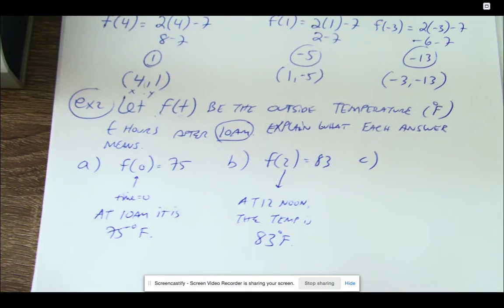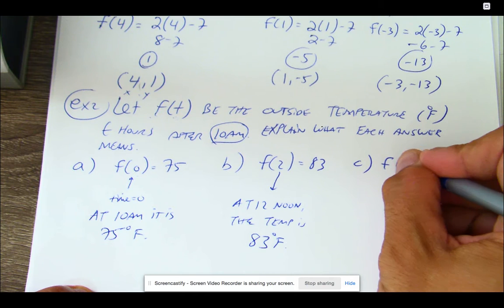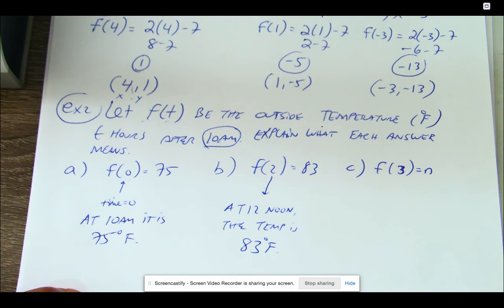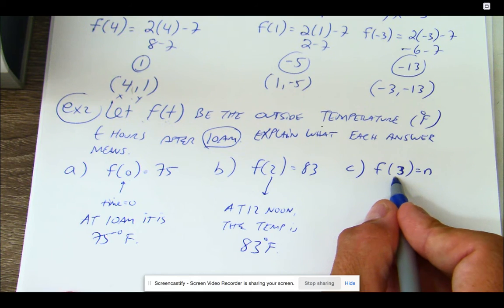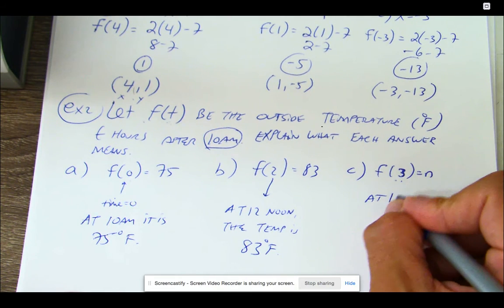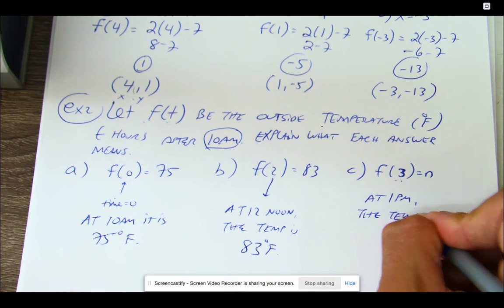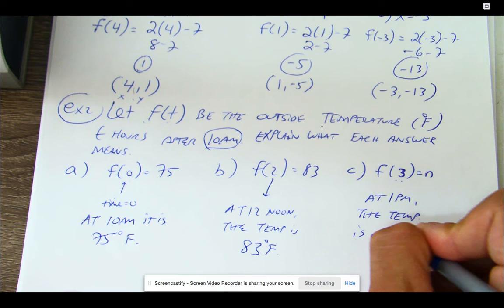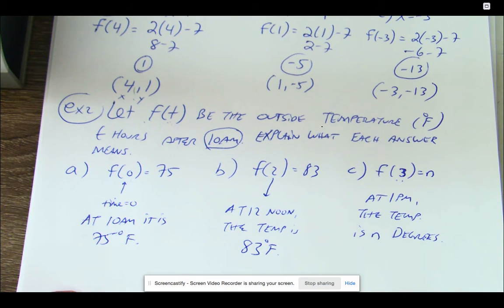Okay, for part C, f of 3 is equivalent to n. That means it's unknown. We don't know what it is. So we need to figure out what time this says. Well, it's 3 hours after 10 a.m. So at 1 p.m., the temperature is n degrees. We don't know exactly what it is. Okay, that's what the n stands for.